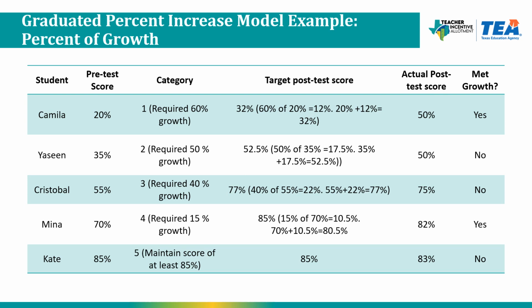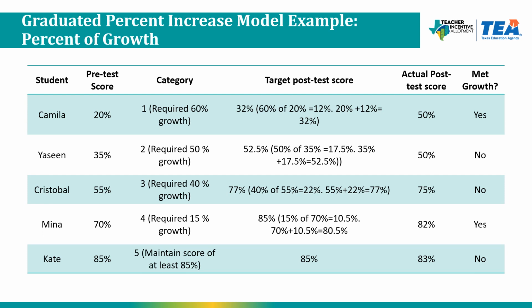Another variation of the graduated percent increase model would be measuring the percent of growth. Using this variation requires that students be assigned percent increase with the lower quintiles needing to show a higher amount of growth than the higher quintiles. Cristobal scored 55% on the pretest, and his required growth is 40%. 40% of 55 is equal to 22% points. Thereby, Cristobal would need to score at least a 77% on his post-test to show that he has met growth.